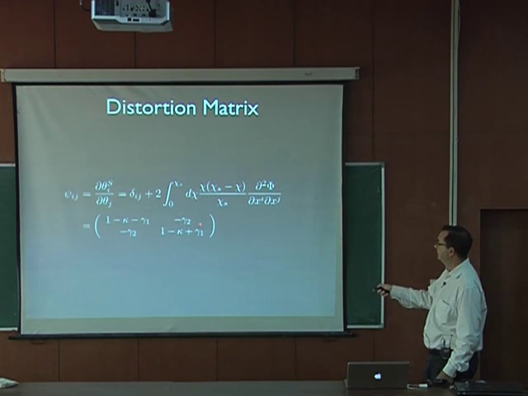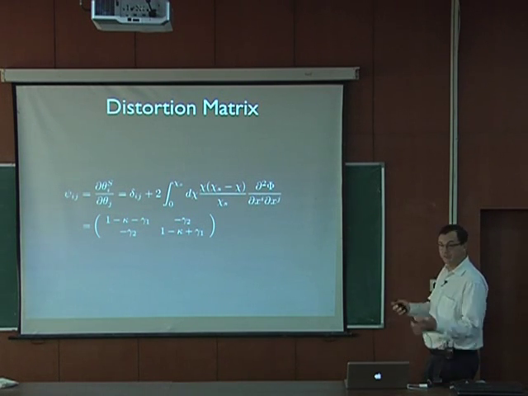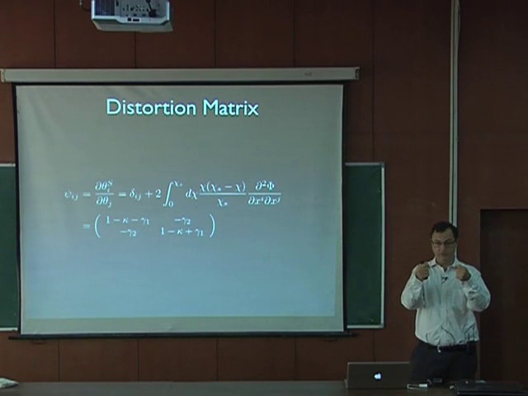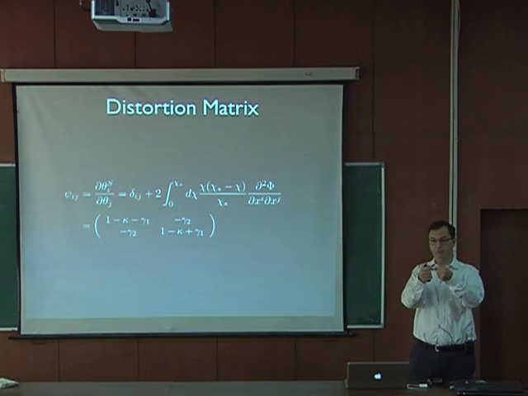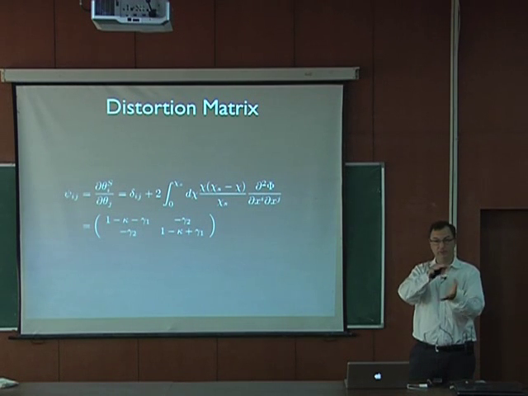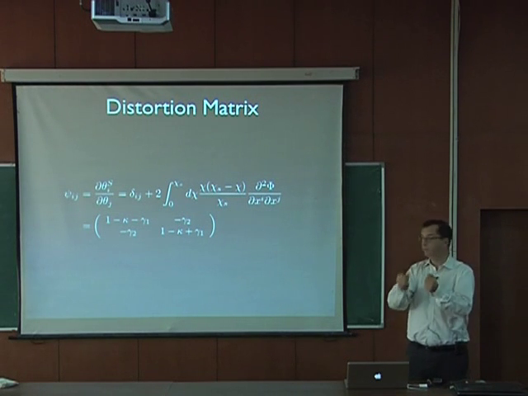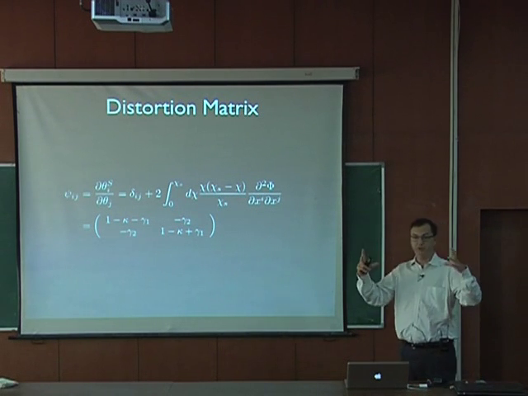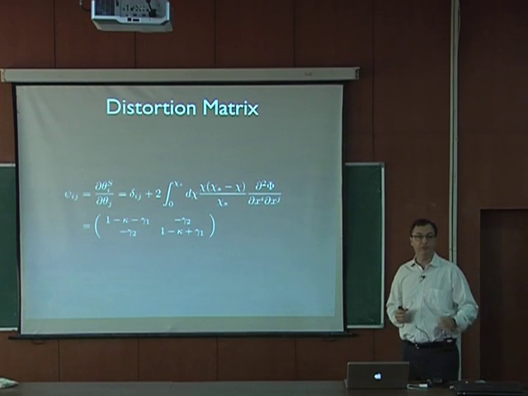Here's gamma 1, gamma 2. These are called the shears. They correspond to, if you take the source plane, distorting, stretching the image in one direction and flattening in the other direction. And it can be in various orientations. This is called the shear. And this one, kappa, is called the convergence, corresponds to a dilation or a shrinking of the image.